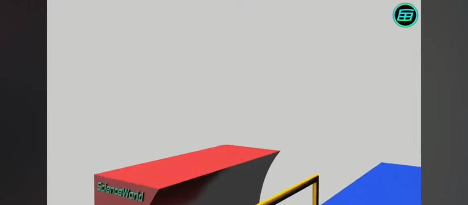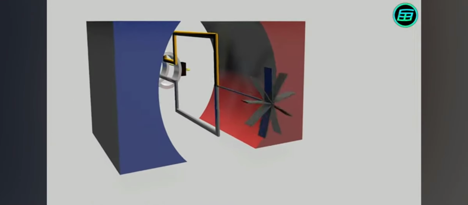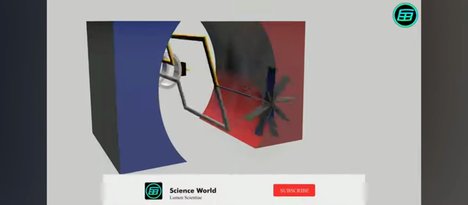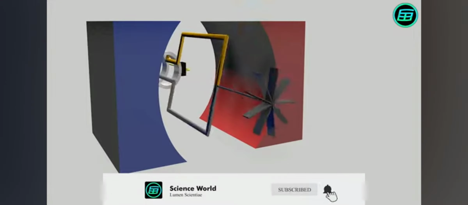The armature can be rotated in various ways, for example using pressurized steam, as in a power plant, a flow of water from a dam, or a flow of air from a wind turbine.